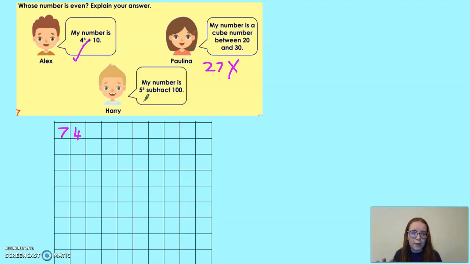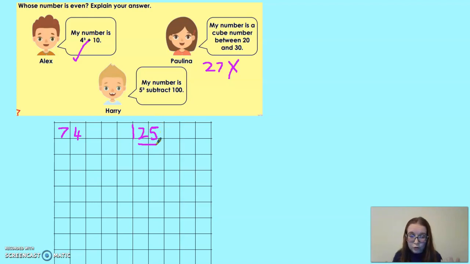So 5 cubed. So 5 times 5 is 25. And then we've got to times 25 by 5. Well, okay. I know, because I know my number bonds to 100, that 25 times 4 is 100. And we add one more 25. That's going to give us 125. I'll pop that in here. And then if we look back at Harry's question, my number is 125, subtract 100. Nice and easy peasy. It's going to be 25.